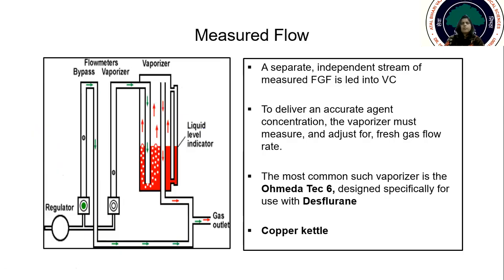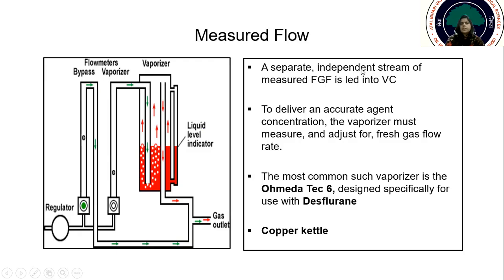Now what is a measured flow vaporizer? You can see there are two regulators here. Normally, when you switch on the fresh gas flow, it enters the bypass chamber. Here also it is entering the bypass chamber, and this is the common gas outlet. However, there is one more channel through which a measured fresh gas flow enters the vaporizing chamber, gets saturated, comes out of the vaporizing chamber and then mixes here at the common gas outlet.